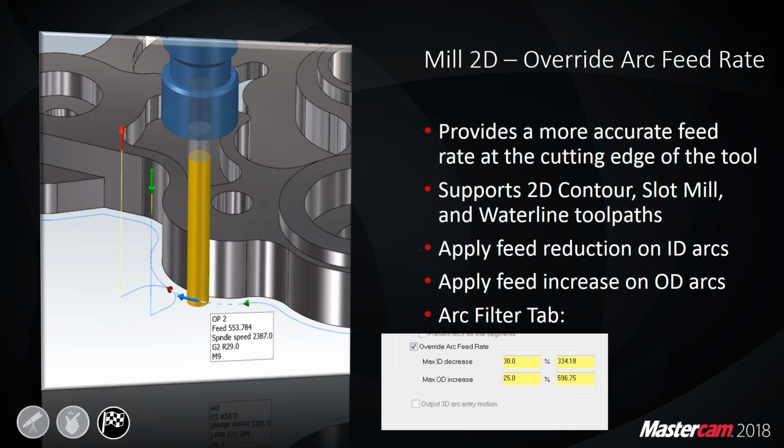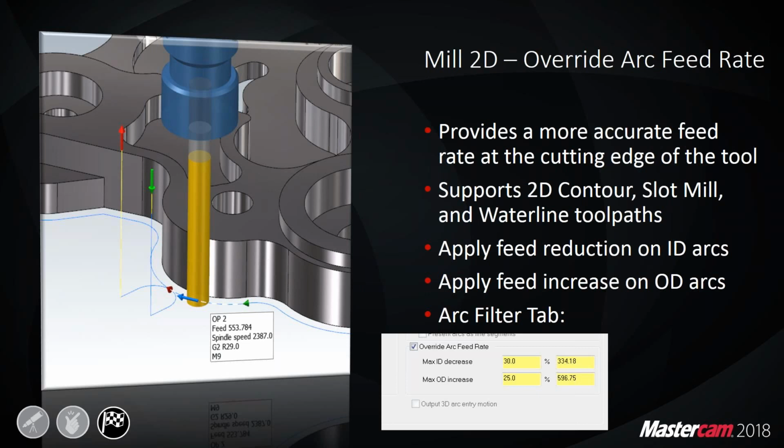But we now have a checkbox there for override arc feed rate. So if you're cutting on the ID of an arc, you maybe want to slow that down because you're having more radial engagement of the tool. But if you're on the outside of a part, you can maybe speed up your speeds and feeds because you have a much smaller contact point.